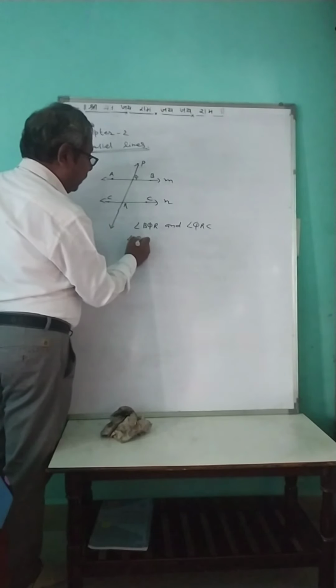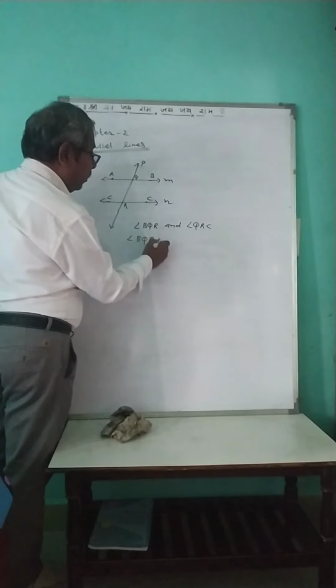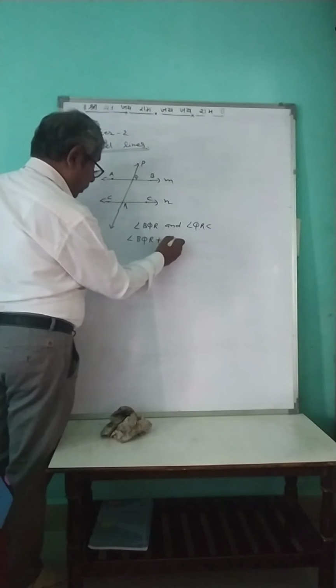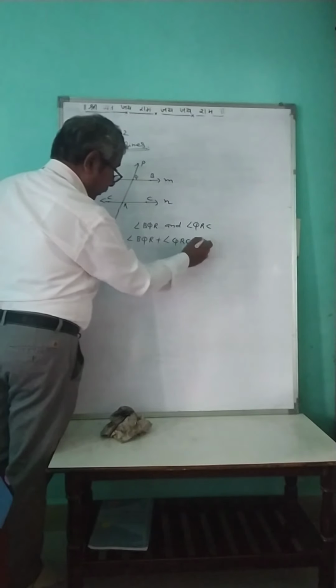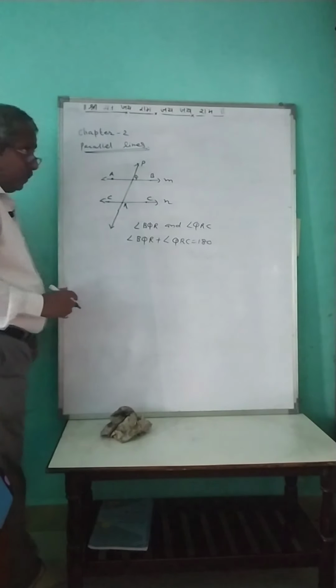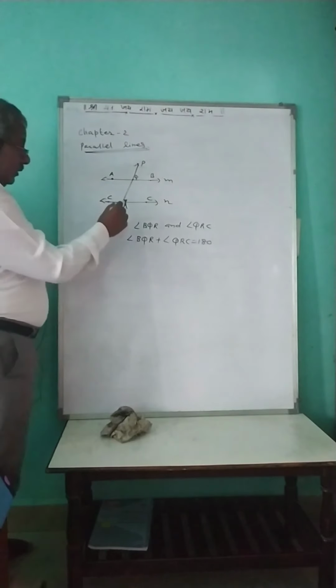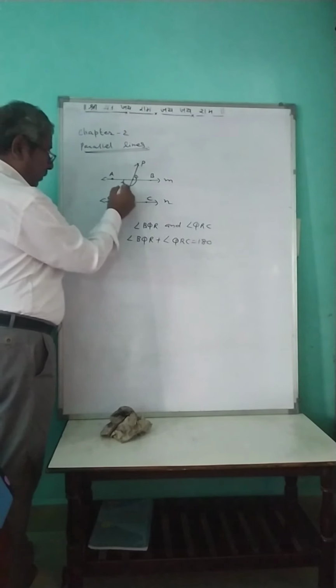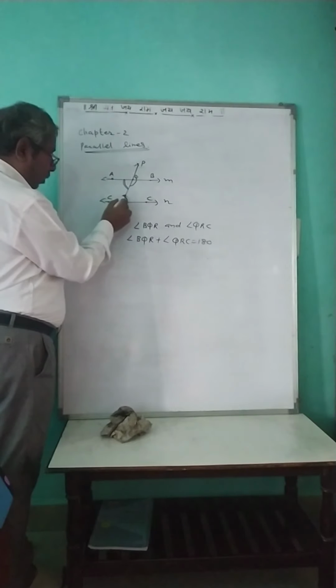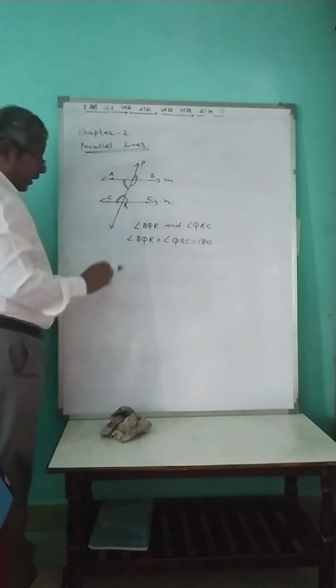Therefore, angle BQR plus angle QRC is equal to 180 degrees. This is known as the supplementary angle. This is one pair, and this is another pair of interior angles.